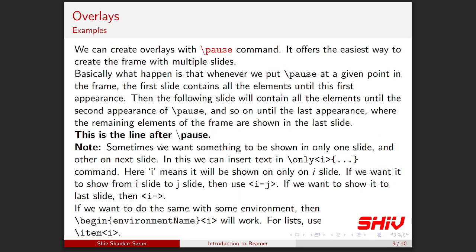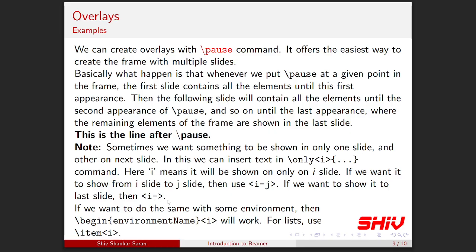Now sometimes we want something to be shown in only one slide and not in other slides, right? For this we can use backslash only, then the angle bracket i, and then our content. This i represents which slide, that is the ith slide, like 1, 2, 3, 4. If I want it to be shown only on slides 2 and 3, we can use 2-3. And if I want this to show on every slide from the third onwards, we can use 3 dash.